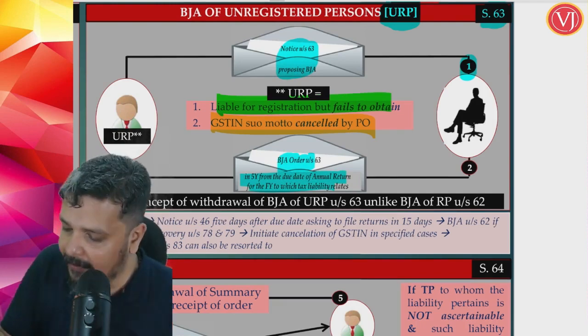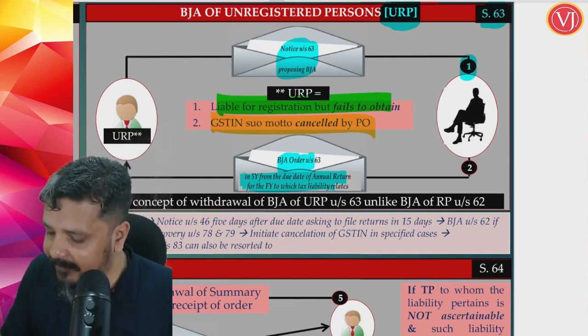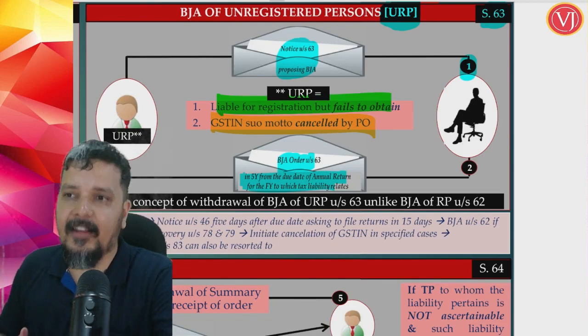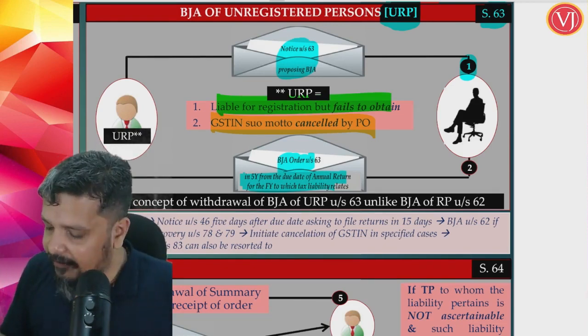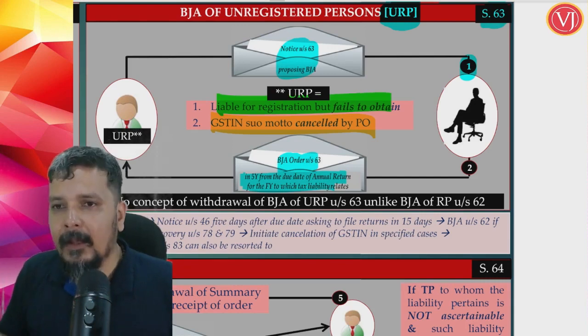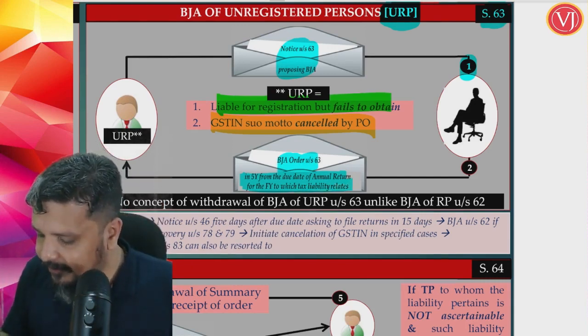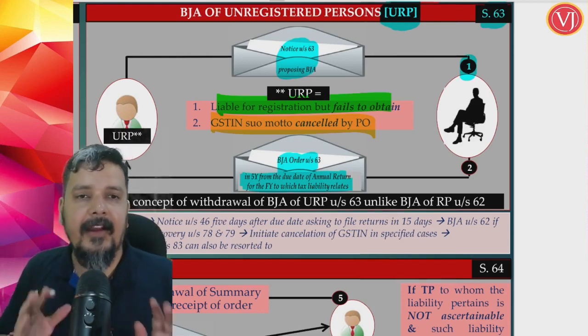So he'll initially give a notice. There will be a reply by the person, and finally he'll pass the order, because best judgment assessment is based on the records and facts available. So the assessee might try to give some records and facts. Thereafter, the proper officer will pass the best judgment assessment order under section 63, telling that this is the final assessment.